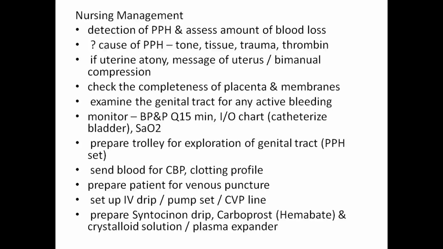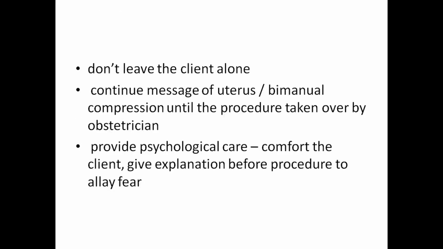Prepare a trolley for exploration of the genital tract, that means the PPH set. Send blood for complete blood profile and clotting profile. Prepare the patient for venous puncture. Set up an IV drip, that means a large bore cannula, especially in the antecubital fossa. Prepare syntocinon drip, carboprost, crystalloid solution and plasma expander. Don't leave the client alone. Continue to massage the uterus or give bimanual compression until the procedure is taken over by the obstetrician.